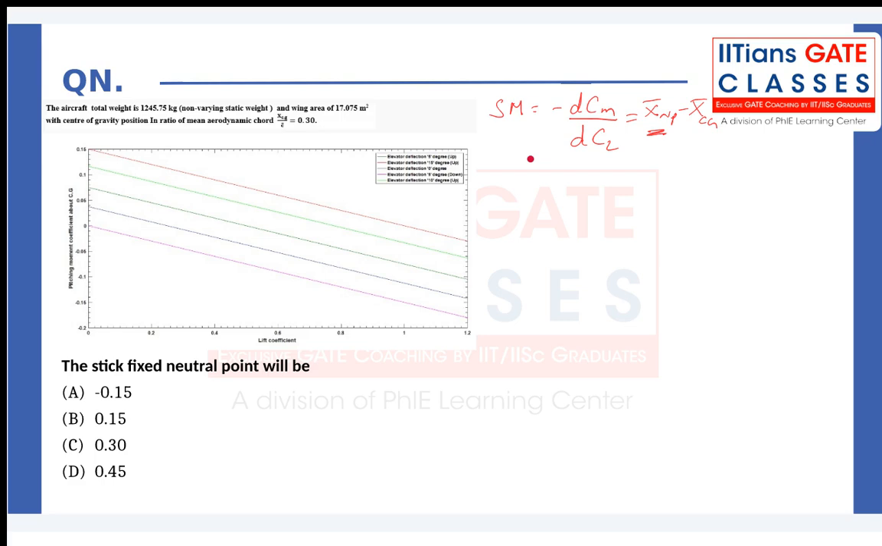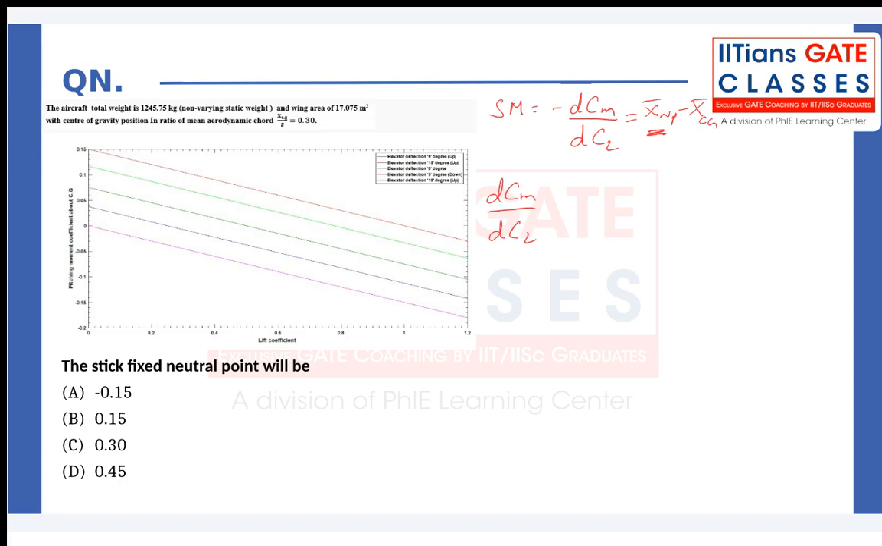So let me see, DCM by DCL, right? We need to find that. How do we find that? From the first line we got the slope. All right. Okay, perfect. Yeah, this is it.